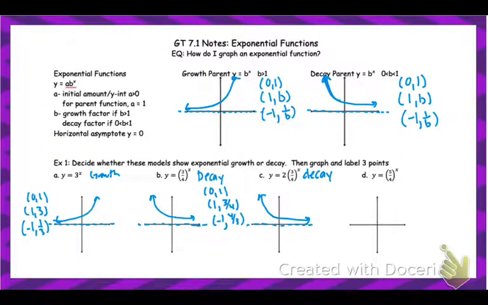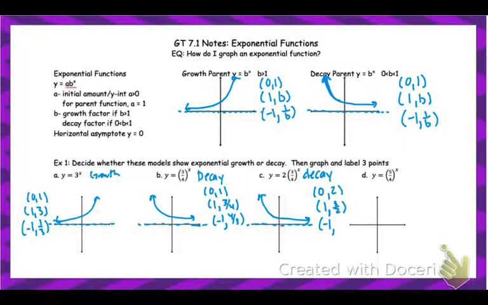But the points that this graph goes through will be different, because if I plug in 0, (3/4)^0 is 1. 1 times 2 is 2. If I plug in 1, (3/4)^1 is 3/4. 3/4 times 2 is 3 over 2.